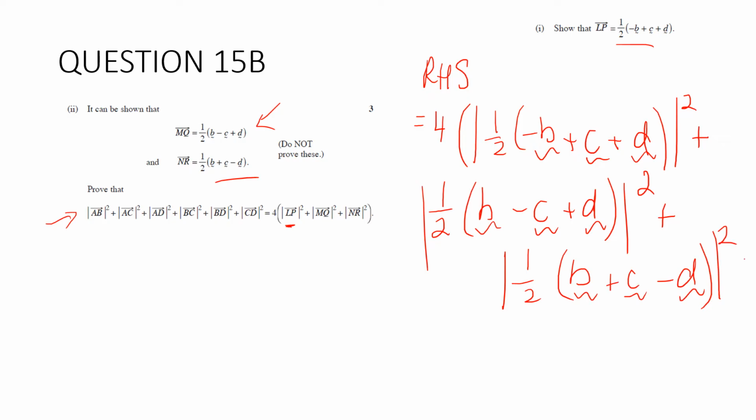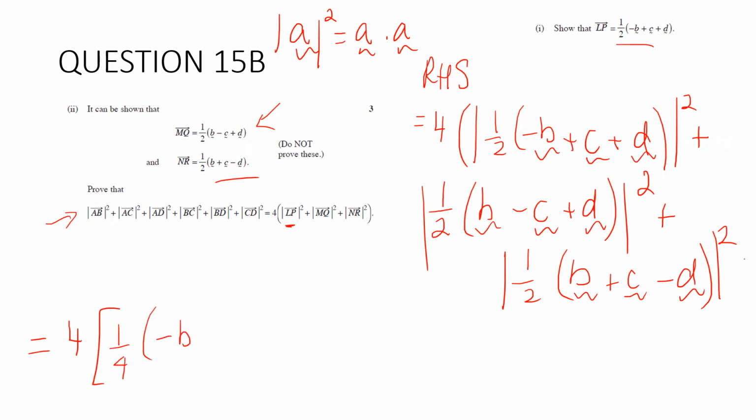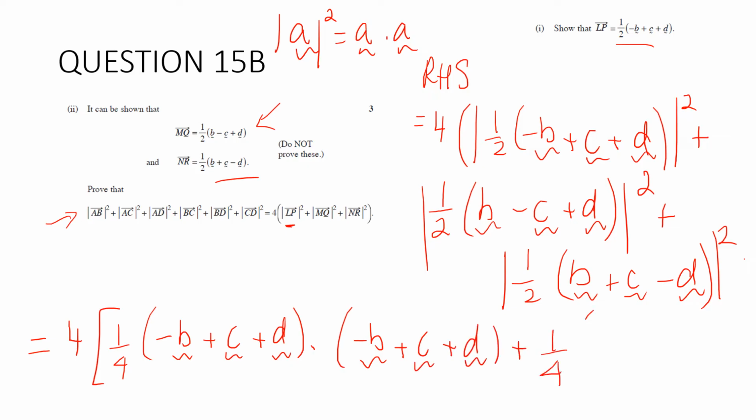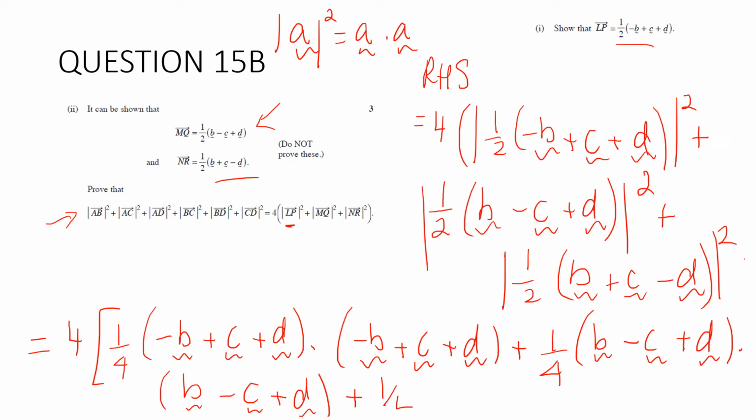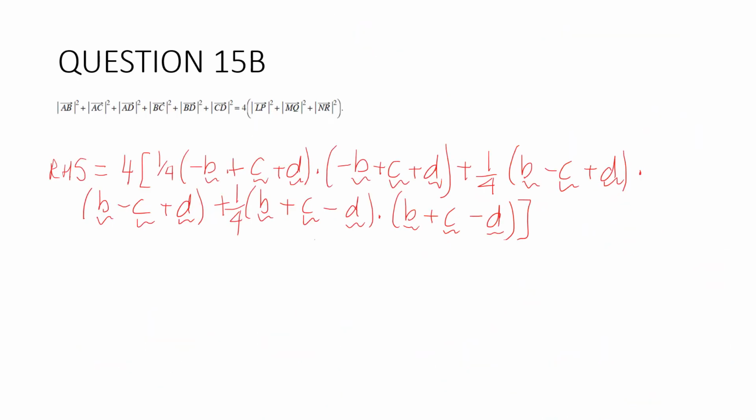Okay, it's going to be equal to 4 lots of... Now remember that the modulus of A, for example, all squared is equal to A dot A. So we're going to have a quarter, negative B plus C plus D dot negative B plus C plus D, plus a quarter, B minus C plus D dot B minus C plus D, plus a quarter, B plus C minus D dot B plus C minus D. Now obviously we can cancel this 4 and all of these quarters.